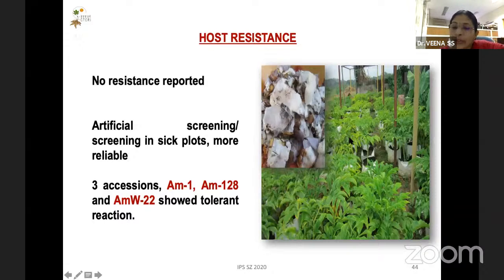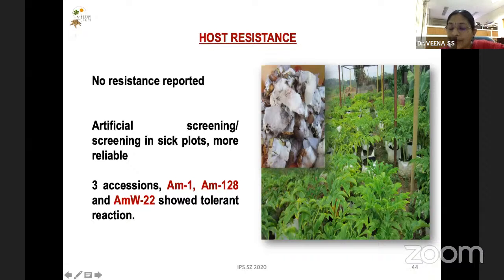In elephant foot yam, so far no accessions have been found with any resistance. We won't be able to say so, because unless it is screened in a sick field, we cannot take it. If even one plant is just surviving, we cannot take it as resistant in the case of Sclerotium rolfsii. So we do challenge inoculation. This is the material, elephant foot yam itself. We will multiply and challenge inoculate.